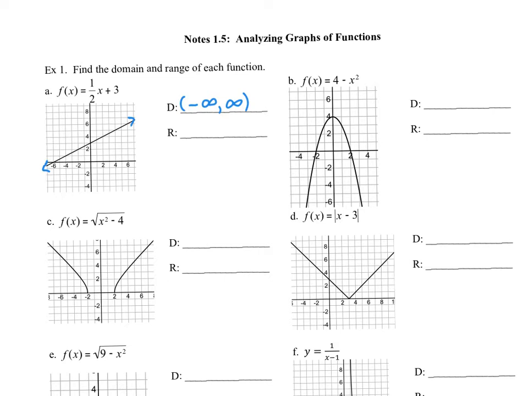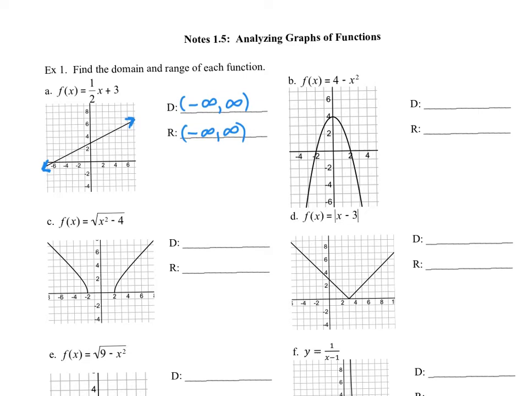Okay, now in the y direction, I can see that this graph goes down forever, and it will go up forever eventually. So the range is all reals. In interval notation, since it goes down forever, it extends from negative infinity to positive infinity in the y direction, and because infinity is undefined, we use parentheses on both of those.